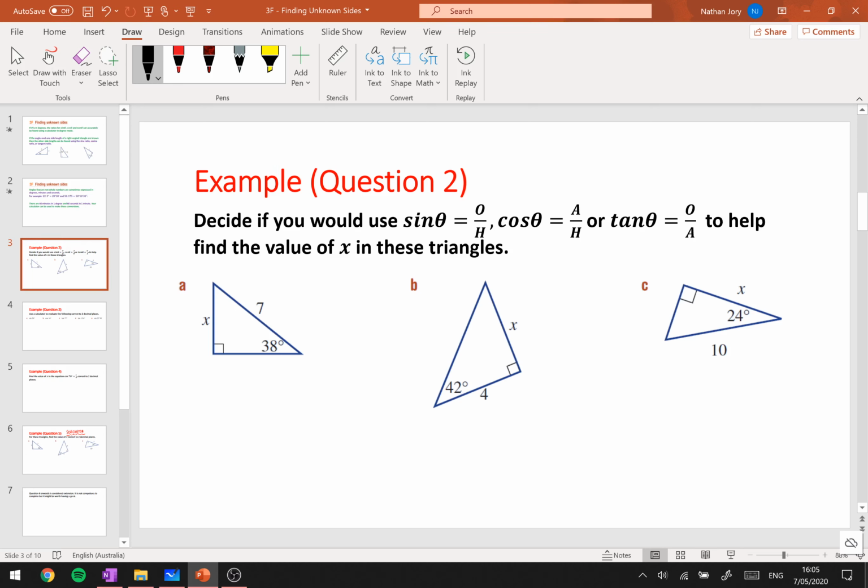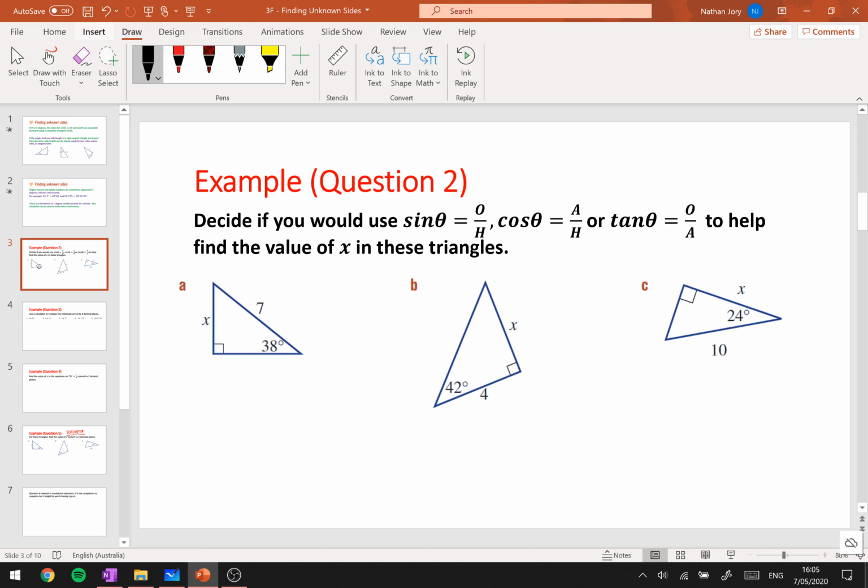So we're starting with example 2. Decide if you would use sine, cosine, or tan to help find the values of x in these triangles. So pretty straightforward. All we're going to do is identify which one we're going to use by labeling our triangle to begin with, and then from there just picking which one we're going to use. So we're always starting from the angle that we've been given.